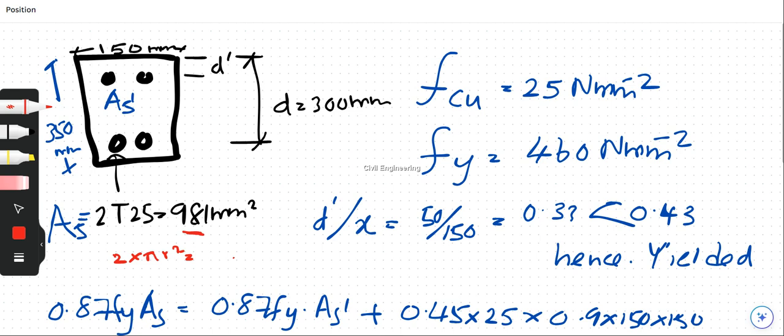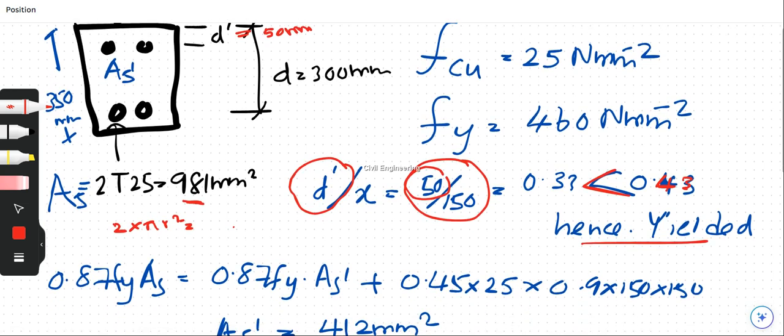Here d dash is the effective depth of the compressive steel, and that one is 50 millimeters. The ratio between the depth to neutral axis and this 50 is 0.33, which is lower than 0.43 according to BS 8110. That compression steel is still also at the yield state.